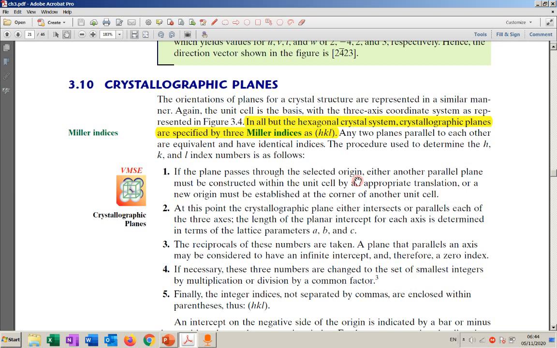Now we will talk about planes. Planes are similar to directions, but in a two-way arrangement. So in direction, if it's a one-way arrangement, a plane will be a two-way arrangement. Now let's show you.